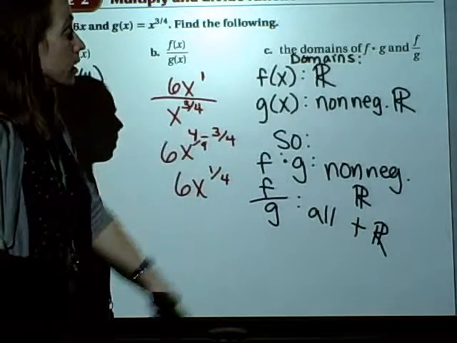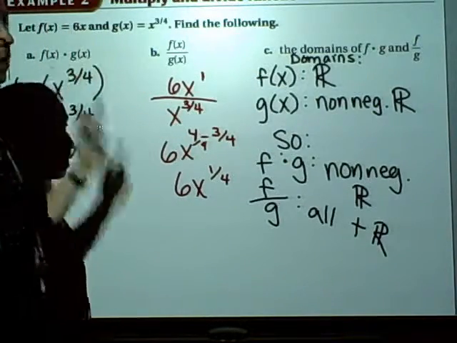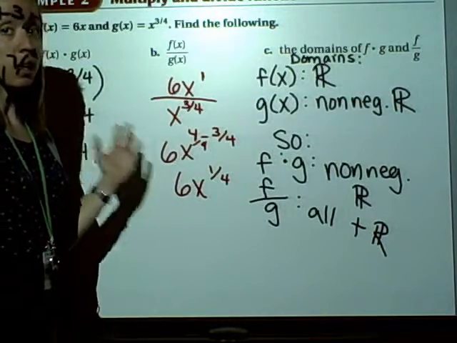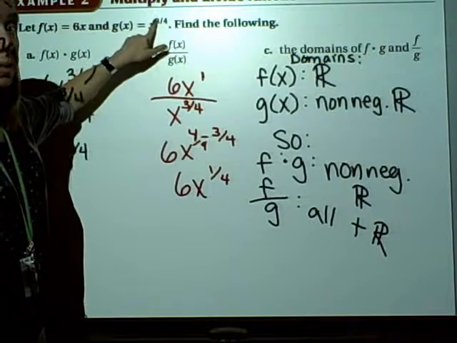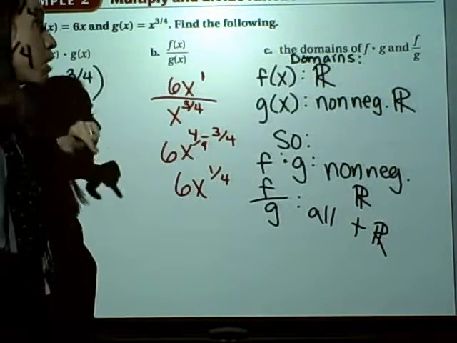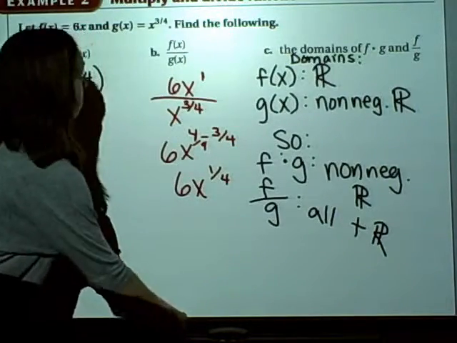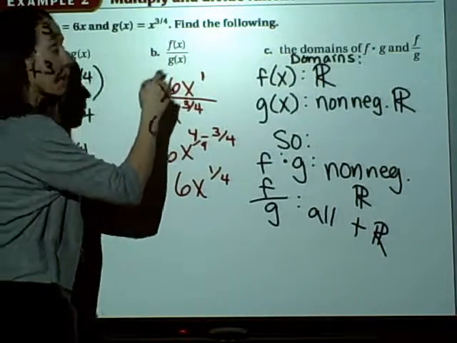Then for C, we have the domain. The domain of f of x can be anything. It's just 6 times x, so I can put any x in there and it'll work. For g of x, we have that fractional exponent. Remember that you cannot have negative numbers in that fractional exponent when it's a positive. You guys remember, if you tried to take a negative to the 3/4 power, it wouldn't work out.